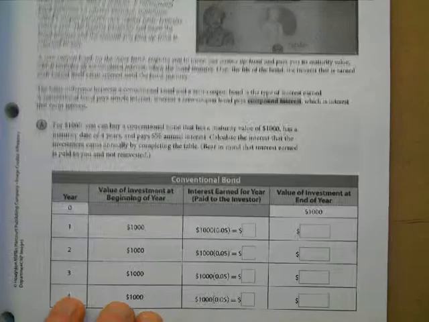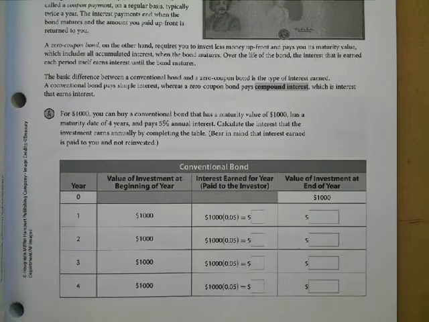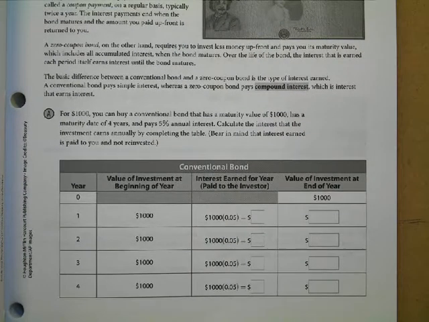So for $1,000, which is a lot of money, you can buy a conventional bond that has a maturity value of $1,000, has a maturity date of 4 years, and pays 5% annual interest. So we're going to calculate the interest that the investment earns annually by completing the table. Okay. So again, bear in mind that the interest earned is paid to you and not reinvested. Okay, so here's the idea. Here's the basic idea about a bond, this kind of bond.